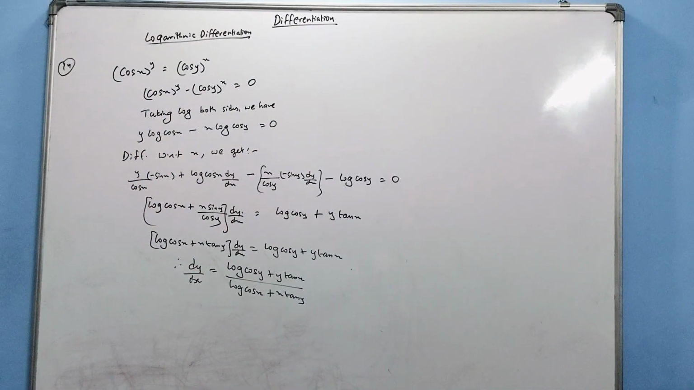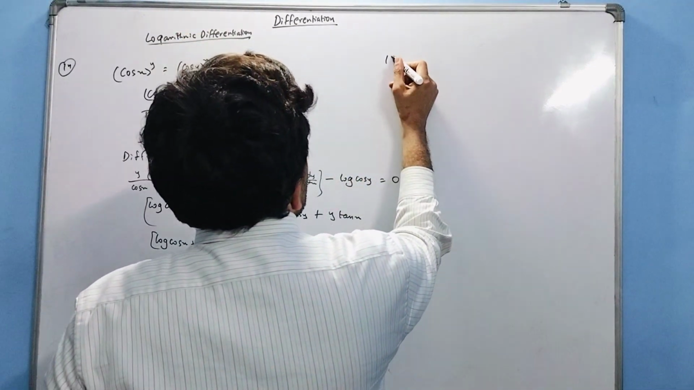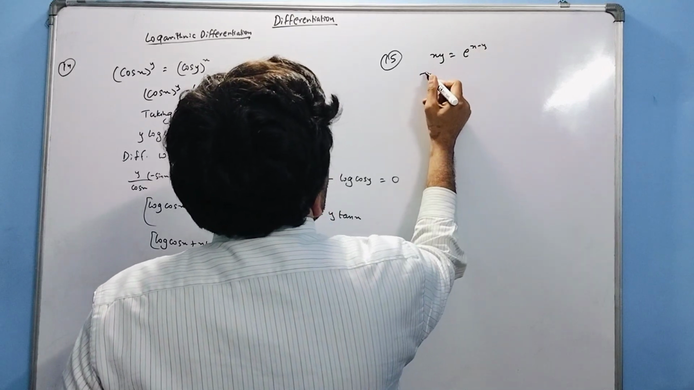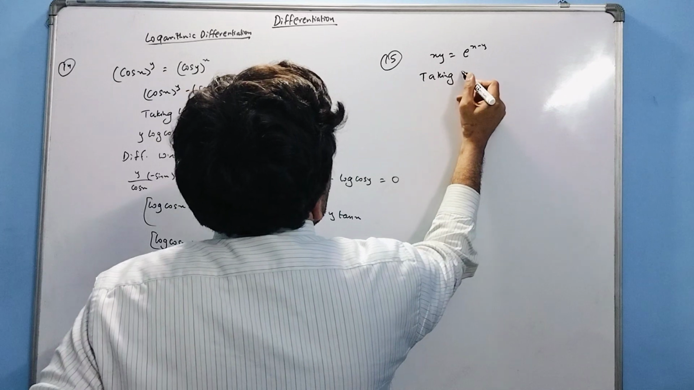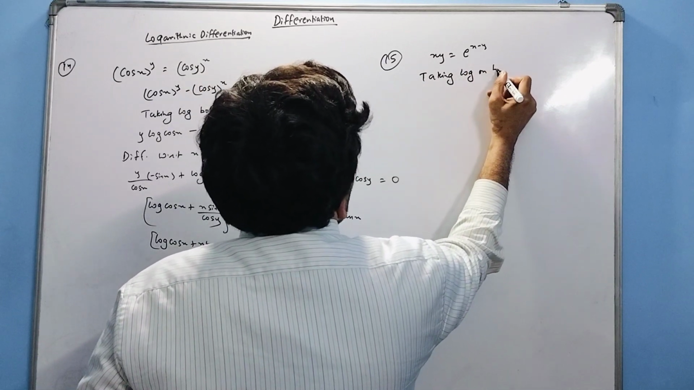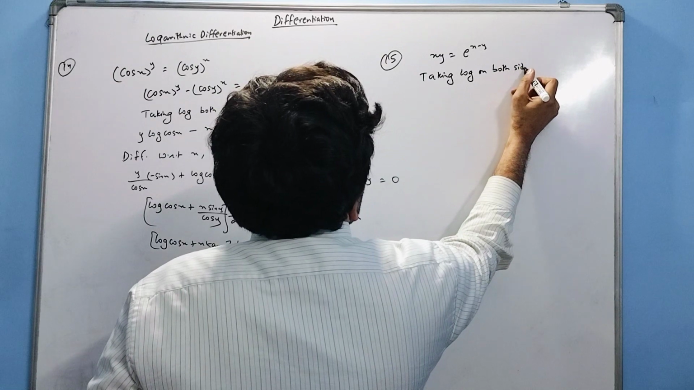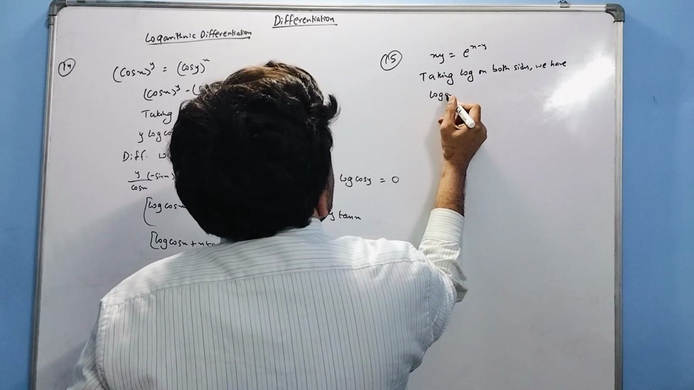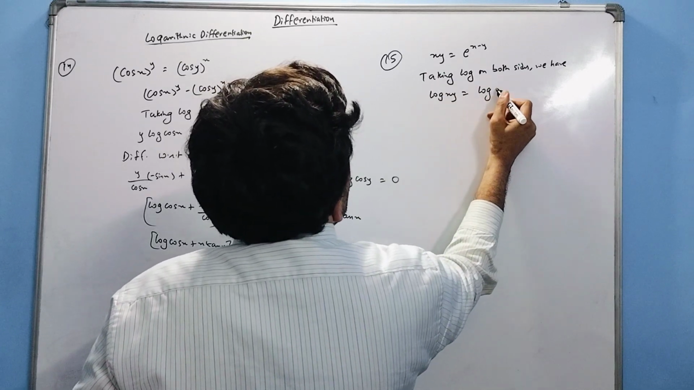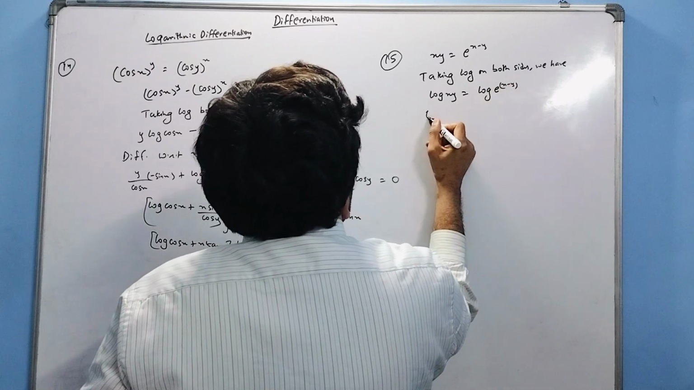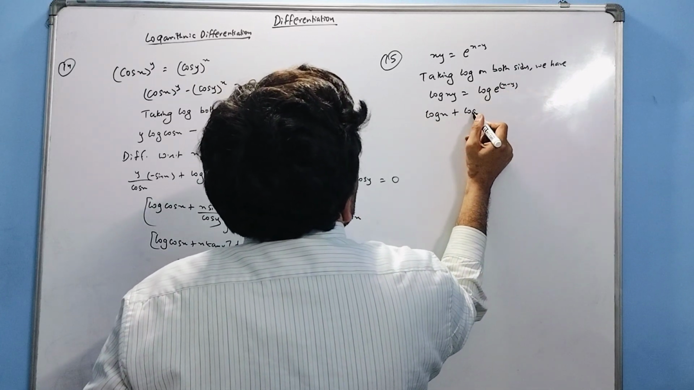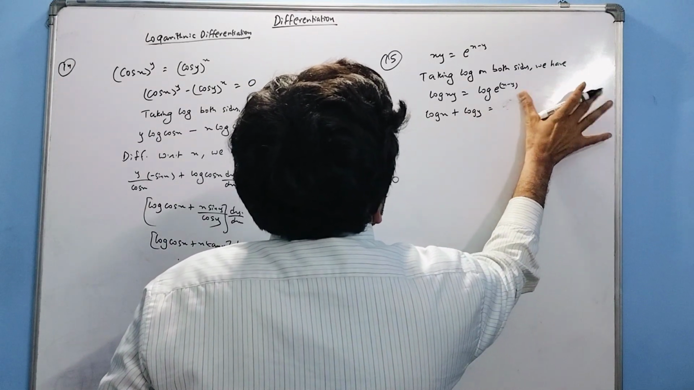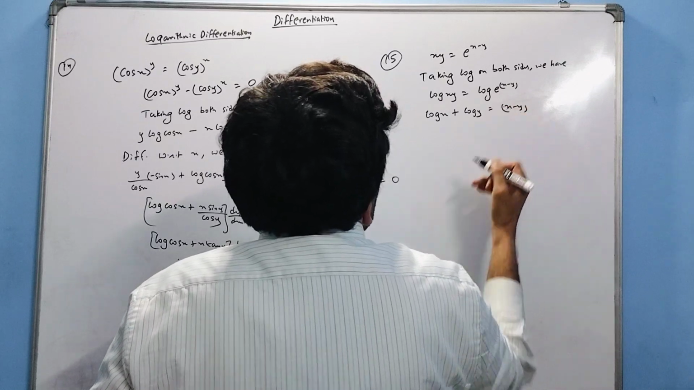Now let's try to solve the 15th one. That is, I have xy is equal to e raised power x minus y. What we will do? Taking log on both sides. So we have, that is, log of xy is equal to log of e raised power x minus y. We have log of x plus log of y is equal to x minus y. Sorry, here we'll put x minus y because log of e will be value 1.